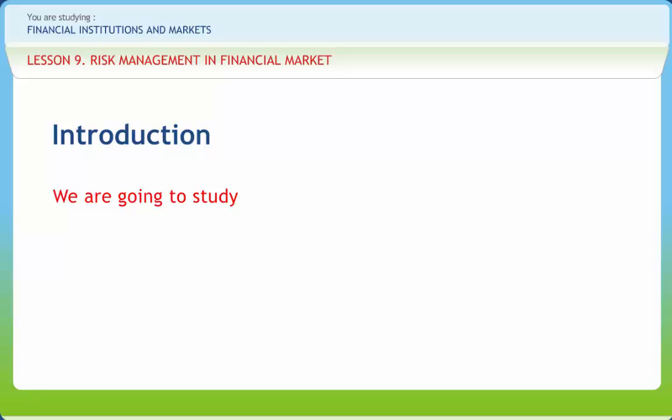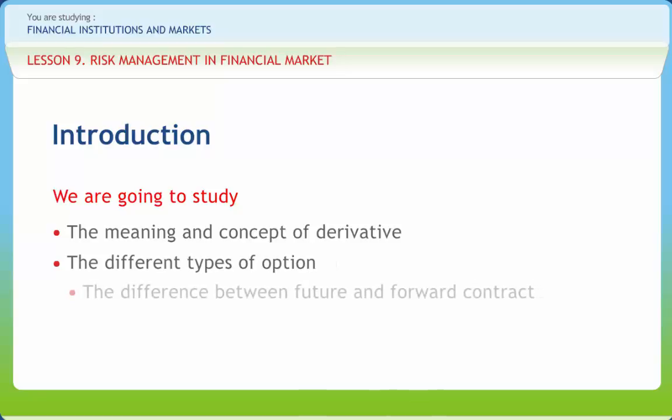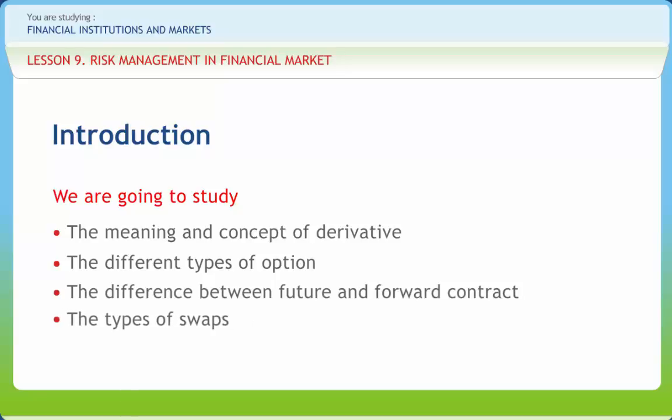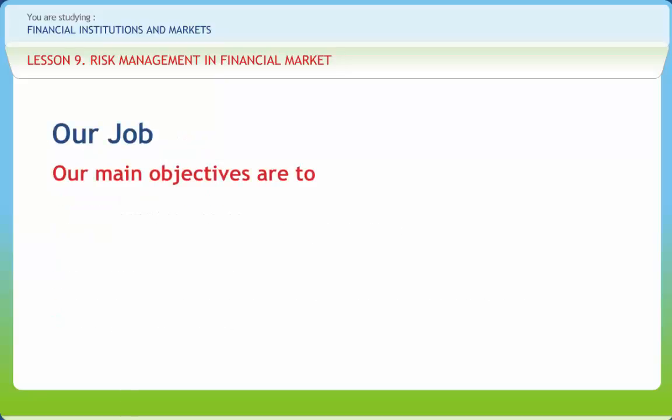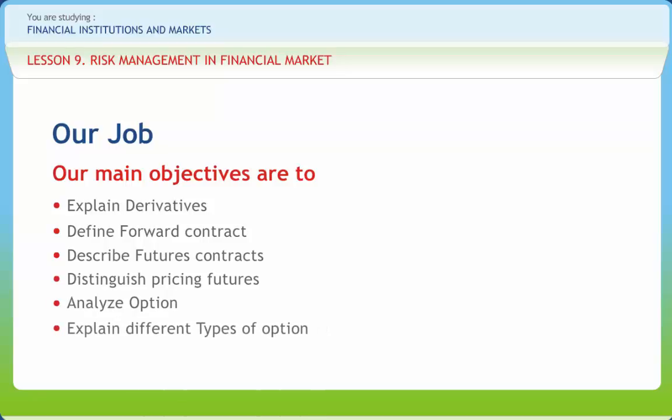In this lesson, we will discuss the meaning and concept of a derivative, know about the different types of options, identify the difference between future and forward contract, and discuss the types of swaps. After going through this presentation, you should be able to explain derivatives, define forward contract, describe future contracts, distinguish pricing futures, analyze option, explain different types of option, understand what is swap, and discuss the types of swaps.